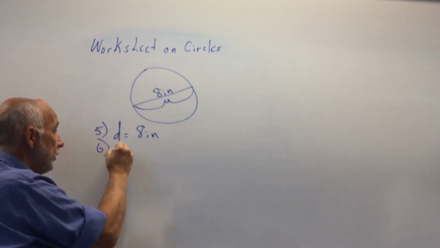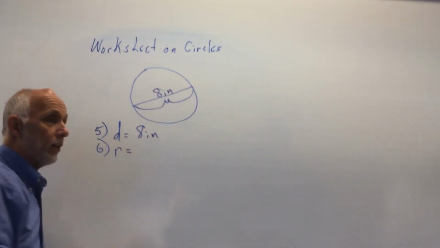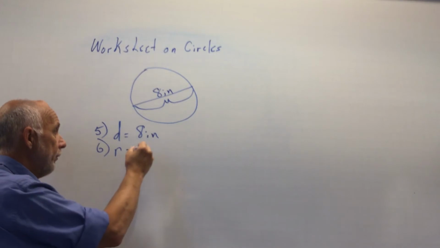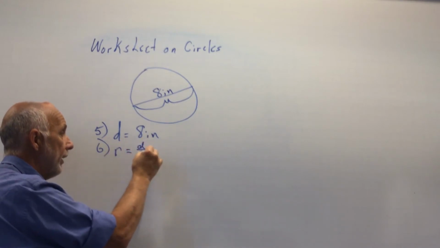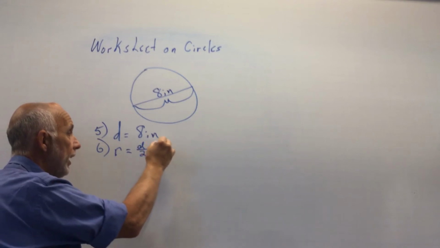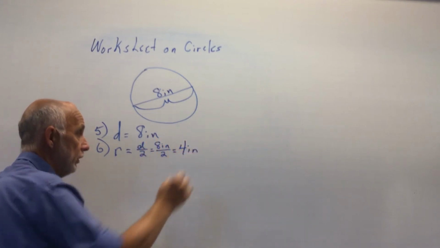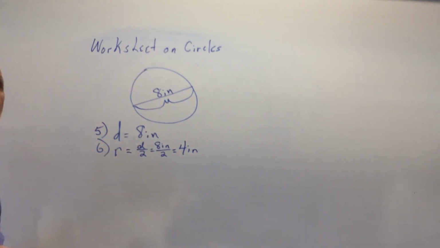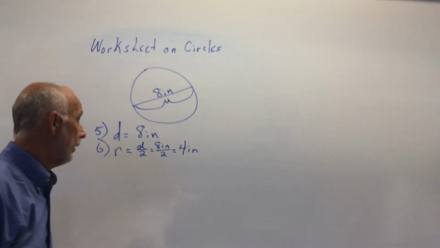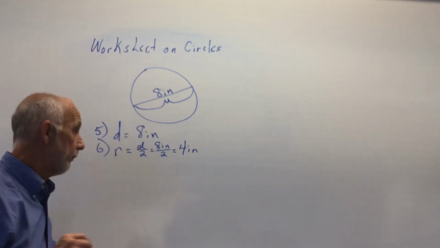Number 6 asks you for the radius. Well, the radius is only halfway across. How do you get half of something? You divide by 2. So radius is equal to diameter divided by 2, which is equal to 8 inches divided by 2, which is equal to 4 inches. So if you know the diameter, you can find the radius by dividing by 2. And if you know the radius, you can find the diameter by multiplying by 2.